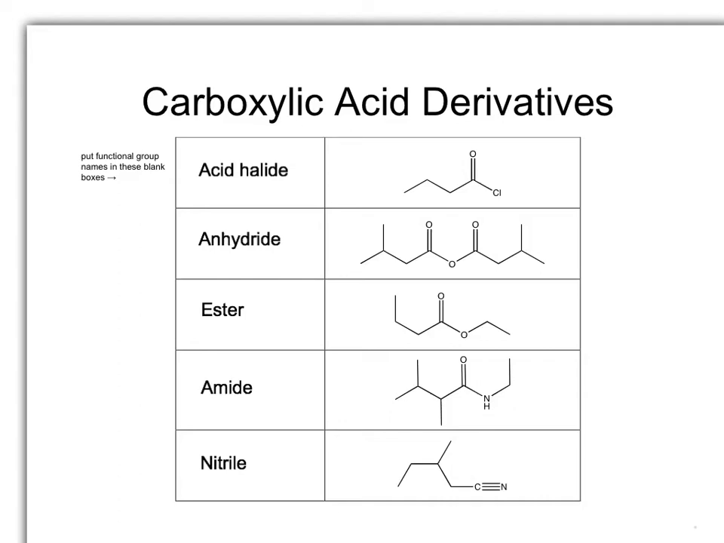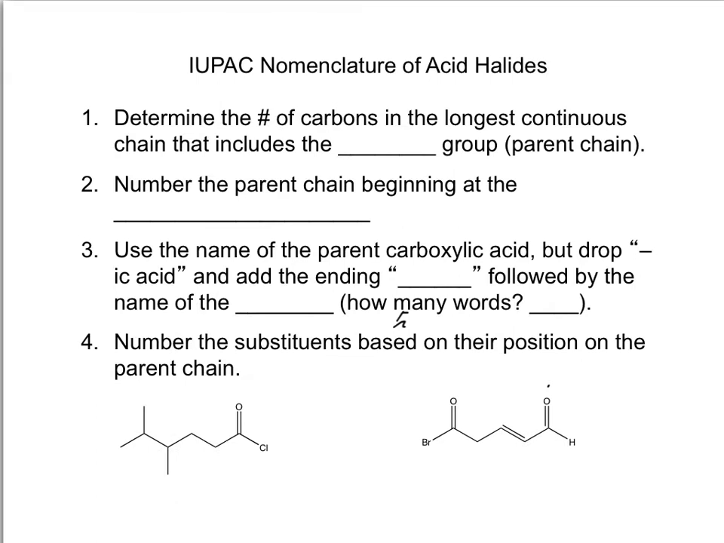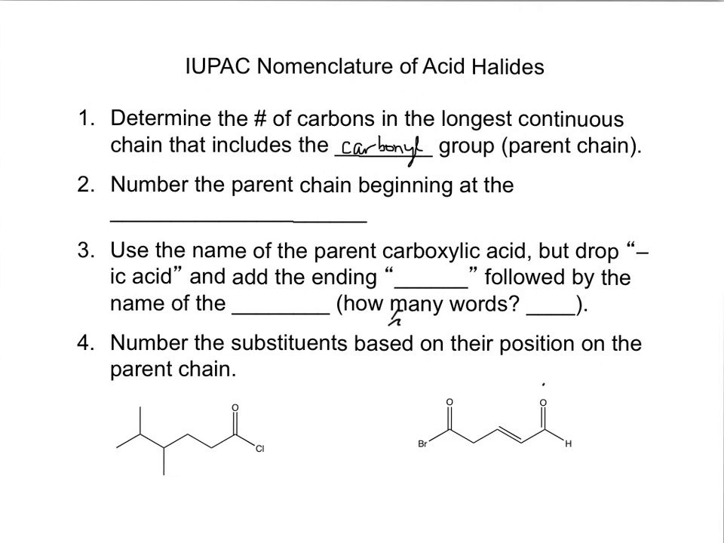Today we'll be covering the nomenclature of the following 5 different functional groups, which are all listed under carboxylic acid derivatives. You'll first find the parent chain, which is the longest chain that includes the carbonyl group. You'll number the parent chain beginning at the carbonyl carbon, so it's very much like an aldehyde. So you don't have to think too hard about these.